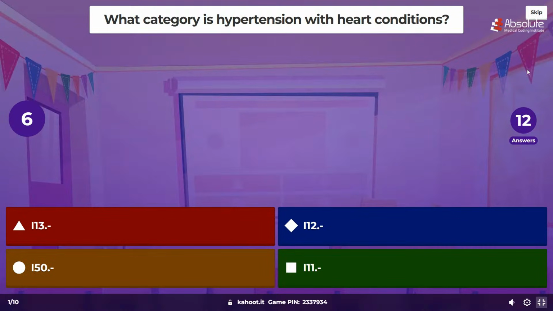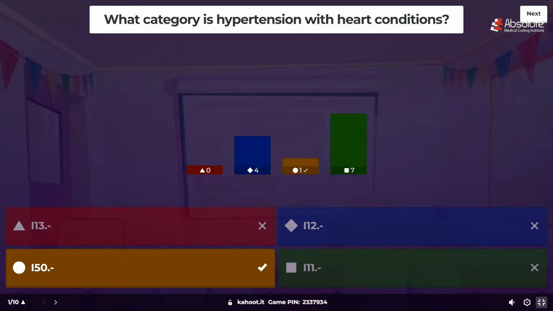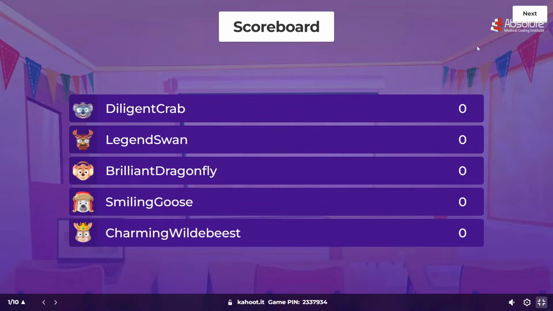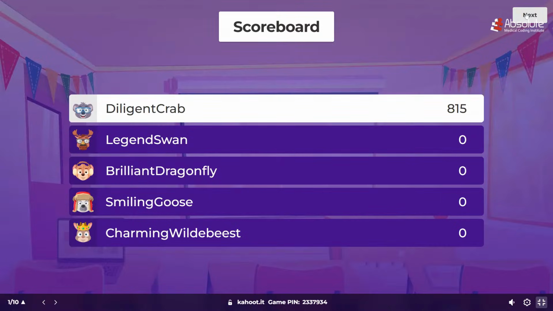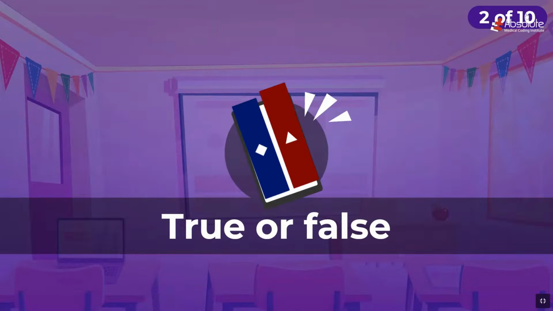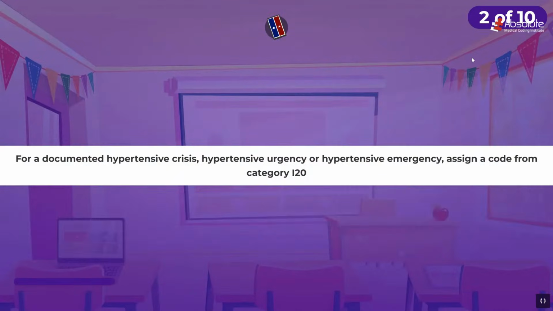All right. In 5, 4, 3, 2, 1. All right, it is going to be yellow, I-50, and I will explain that in the explanation, and I will also provide what guideline you can reference as well, how we got to those answers. So our number 1 is Diligent Crab. Amazing job.